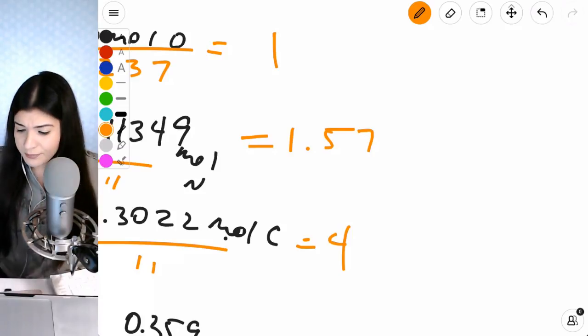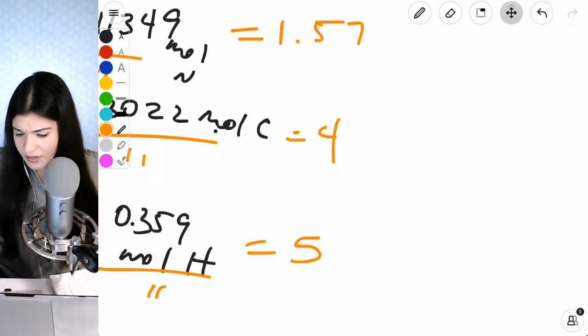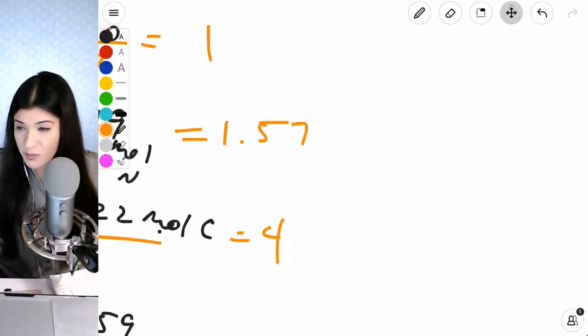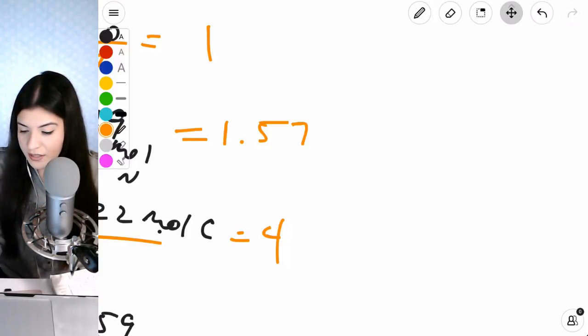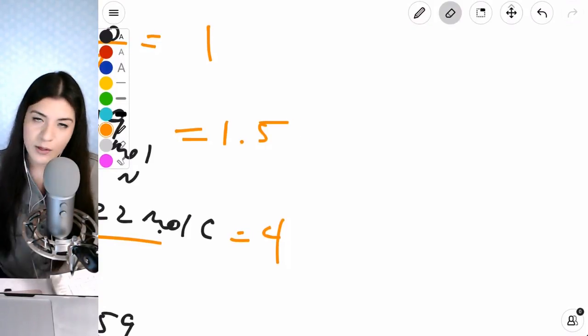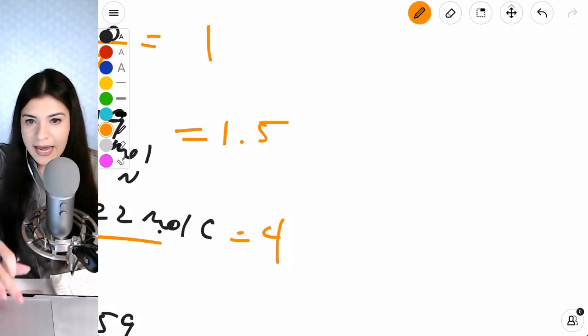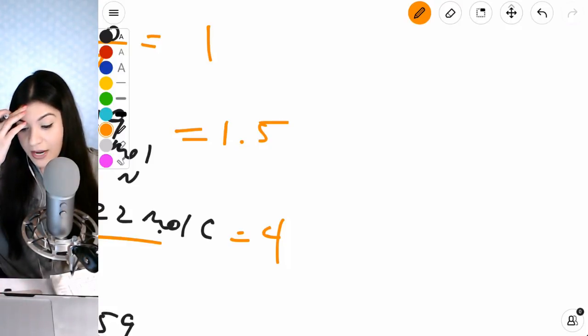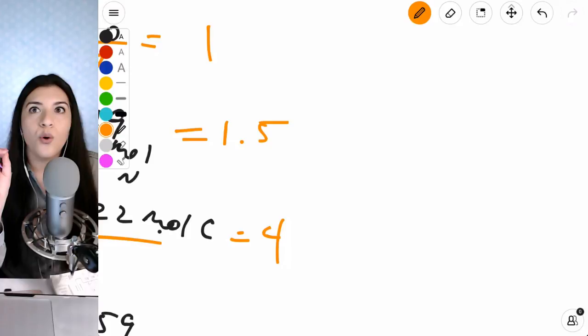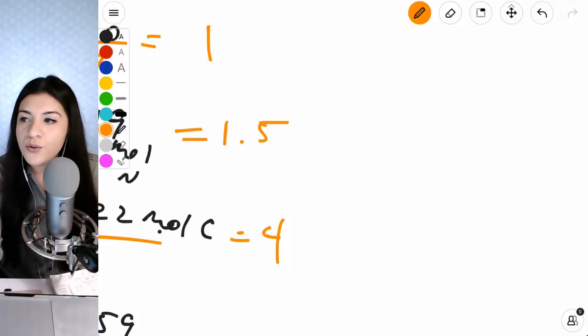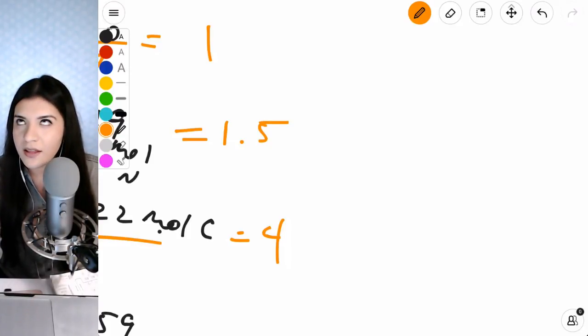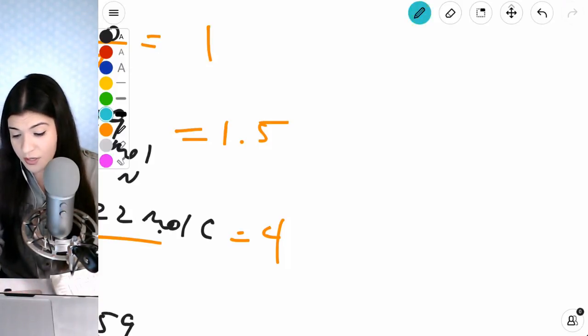Actually this would have been like 5, 7, but still, what I would have to do to figure out the empirical formula for all of these, I'd have to multiply all of these by 2, just because this would have been really 1.5 or 1.6. And whenever you don't get a perfect whole number, if you get like 0.5, you have to multiply all the subscripts by 2. So that's exactly what I'm going to do here, multiply everything by 2.